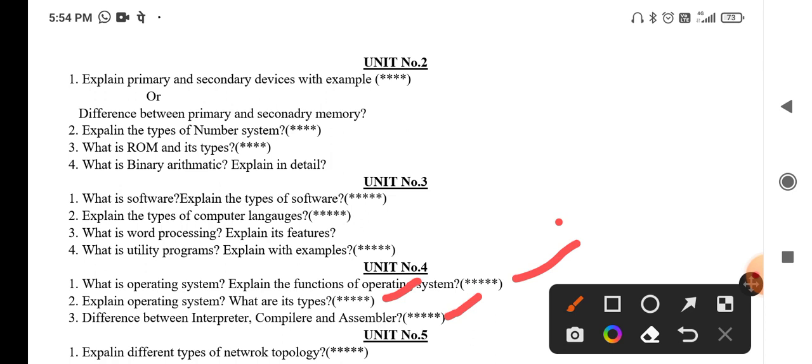Next is the assembler. Assembler is also a translator. By making use of this translator, assembly level language instructions are converted into machine level language. Generally, in assembly level language there will be mnemonics, for example add, subtraction. For each and every operation we have some keywords, and those keywords are called mnemonics. Those mnemonics will be converted into machine understanding language by the assembler. So interpreter, compiler and assembler, these three are the different types of translators.